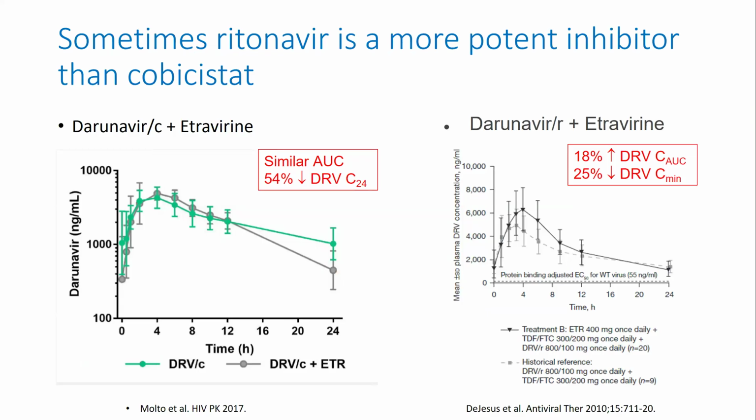So using this example of boosting darunavir when you've got etravirine, which is a moderate inducer, on board, you can see that if cobicistat is the booster, there's over a 50% reduction in darunavir trough concentrations, whereas if you use ritonavir as the booster, there's a lesser impact on darunavir concentration. So in this situation, ritonavir would be my preferred booster.